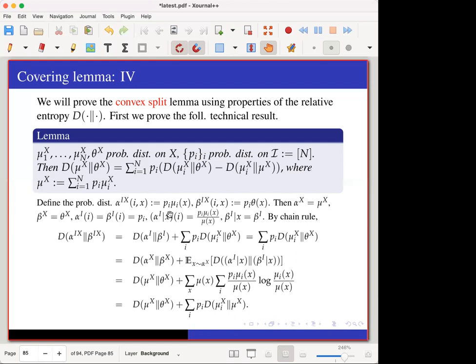theta. So you can see that I and x are correlated in alpha, and I and x are uncorrelated in beta. And you can also easily see that the marginal of alpha on x is mu, the same mu as out here. The marginal of beta on x is theta, of course. And the marginal of both alpha and beta on the index set is pi.